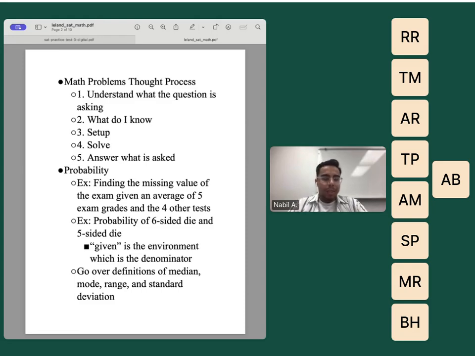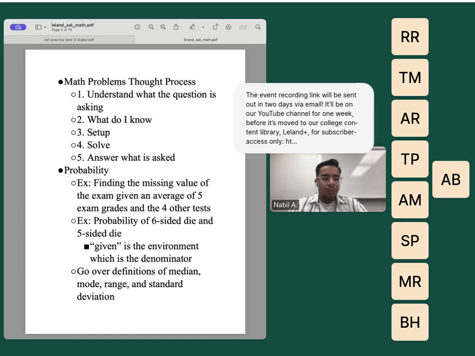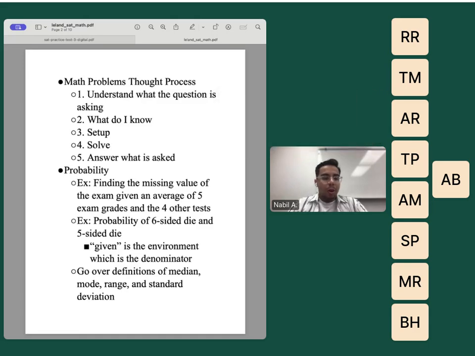Step two is identifying what you know. That really just comes with the fundamentals, and tying in exactly what you understood from the question. Three, set up. This is pretty straightforward. Now that you understand the question, you set up the problem. And then four is solve, whether that be for x or any sort of variable.